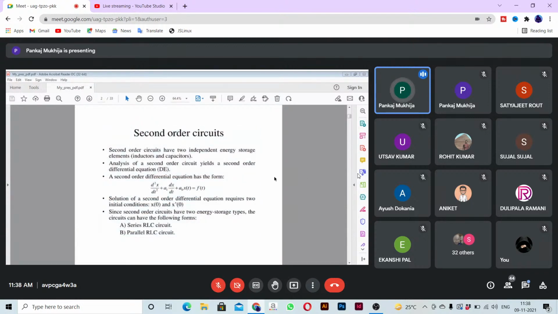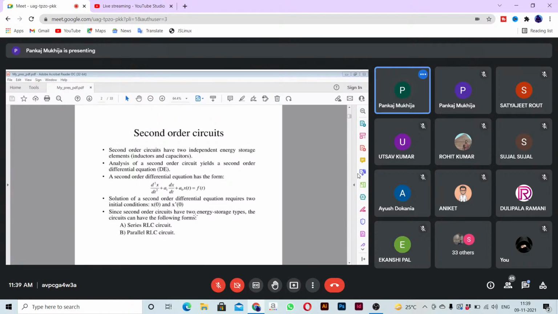This is the form of a second order differential equation which you will be concerned with. You can see the second order differential equation, d squared x by dt squared, where a1 and a0 are constants, and f(t) is some input that we will be applying. It may be a step input, a ramp input, or a sinusoidal input. As I told you, you will require two initial conditions: x(0) and x prime (0). X prime is the differentiation, x dot (0) basically.